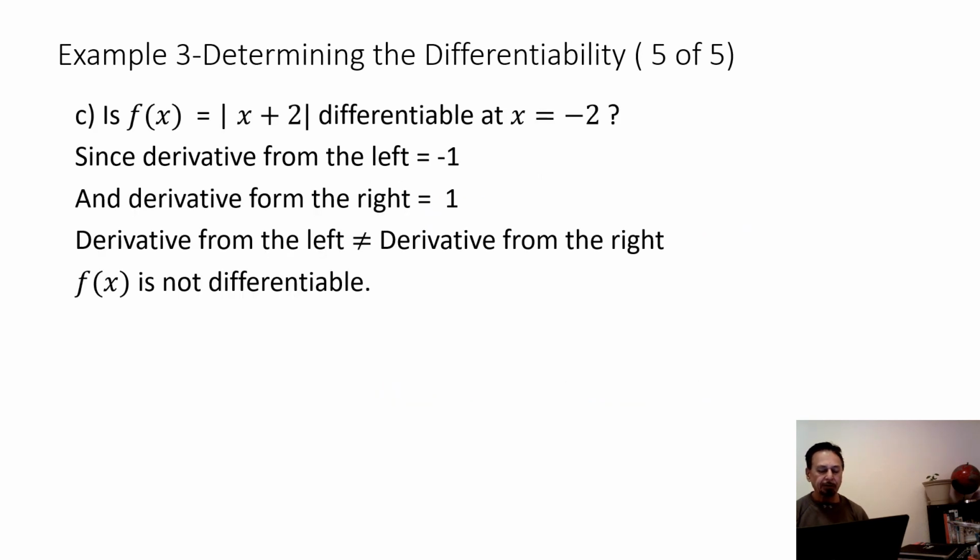So is f of x equal to absolute value of x plus 2 differentiable at x equal to negative 2? Well, since the derivative from the left is negative 1 and the derivative from the right is 1, the derivative from the left is not equal to the derivative from the right. So we can say f of x is non-differentiable at x equal to negative 2.